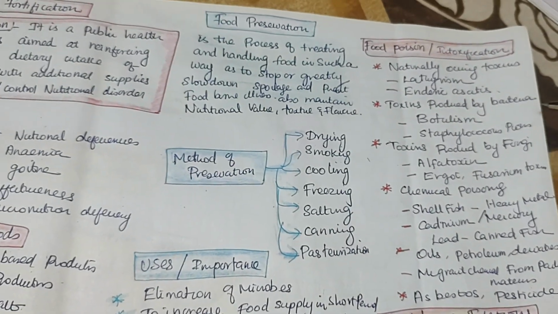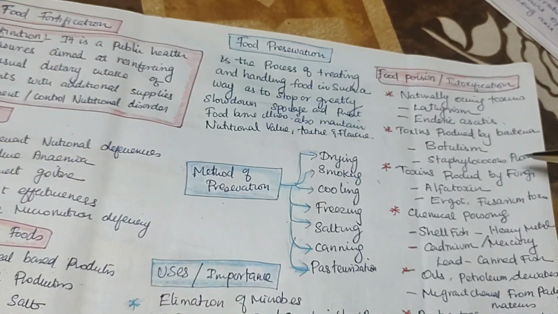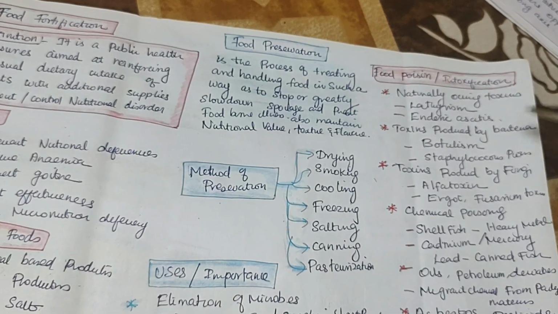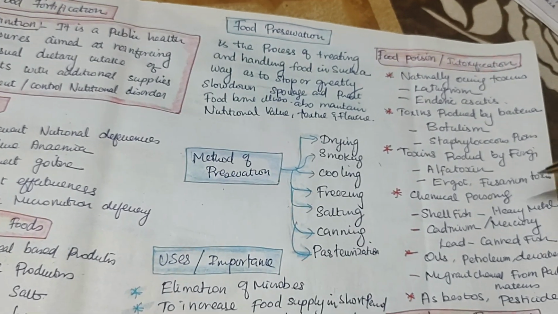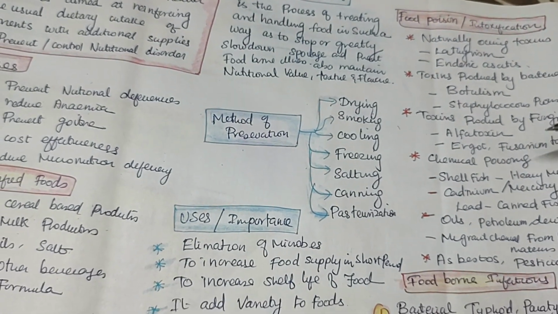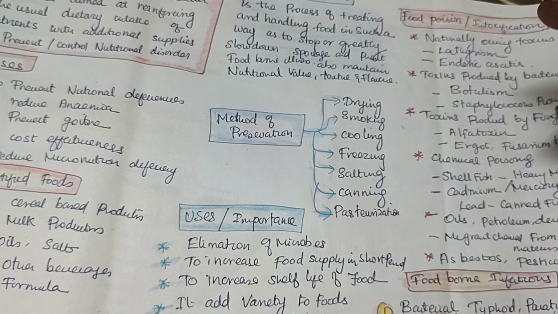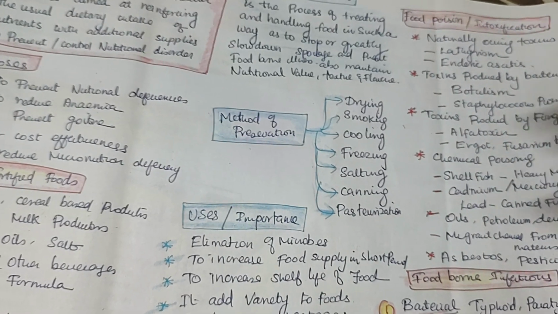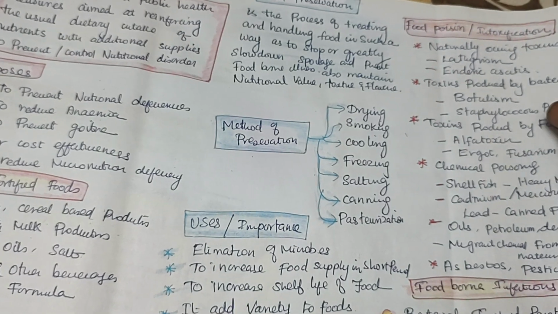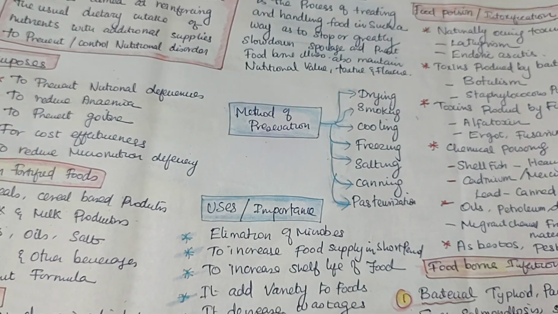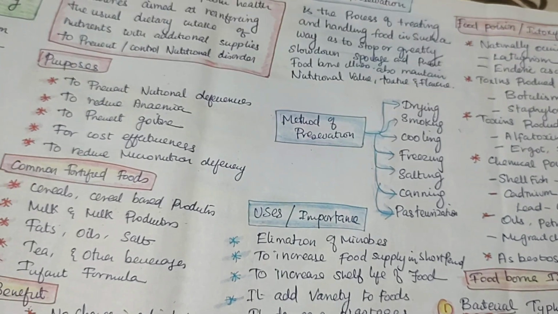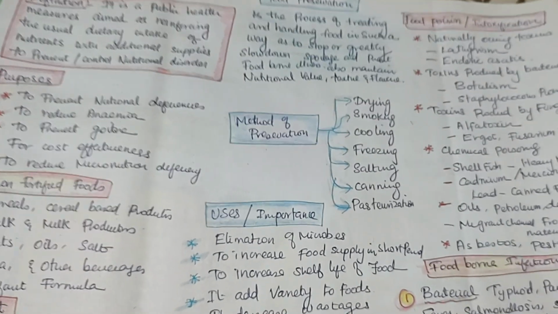Then there are toxins produced by botulism and streptococci, and toxins produced by fungi. Among chemical poisons, some shellfish and cadmium can come in tinned or canned material, heavy metals. Sometimes cadmium, mercury, or petroleum are added to this. So these are all called food intoxication.